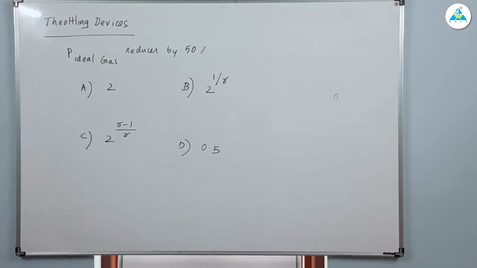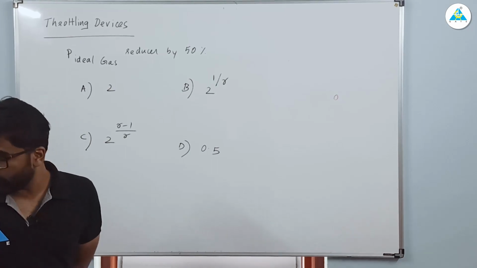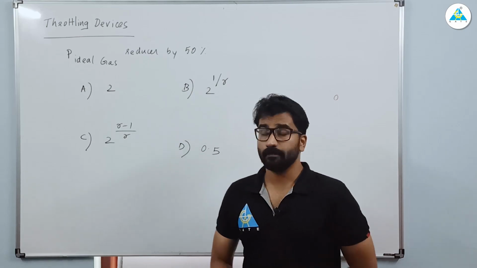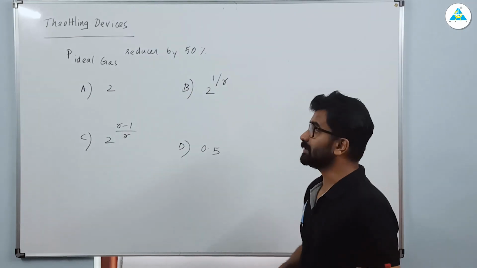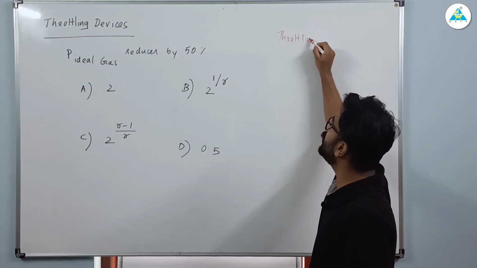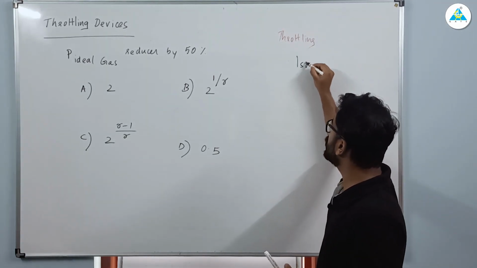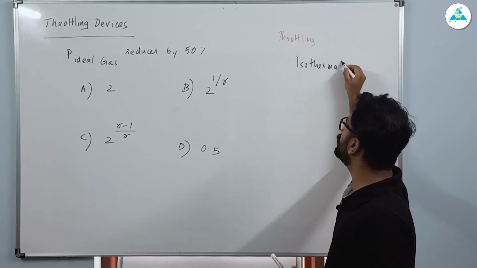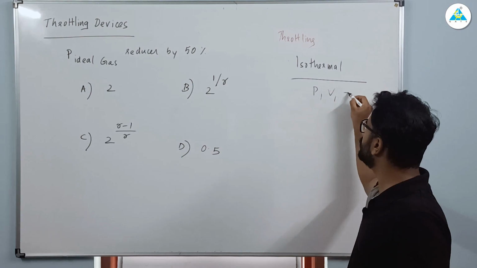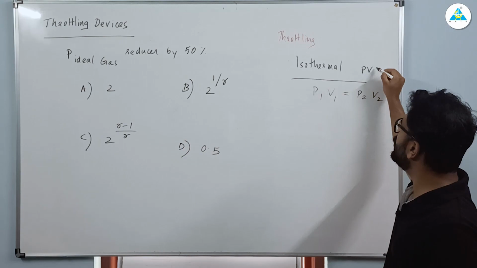Now, it is a throttling, right? If you take throttling as adiabatic, you will get a different answer. But you have to remember, the given question is about throttling of ideal gases. For ideal gases, throttling is isothermal. Remember that. So, what is the equation for isothermal? P1V1 equal to P2V2. That is isothermal, meaning PV is equal to constant.